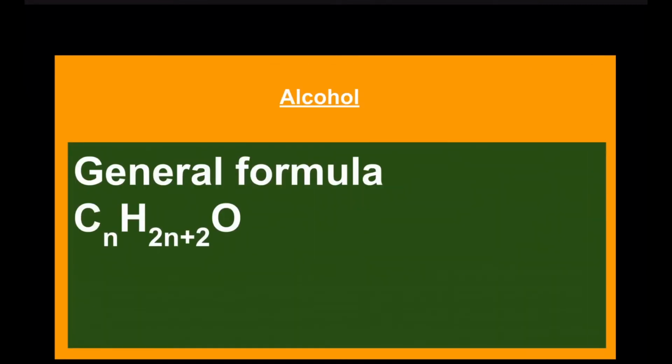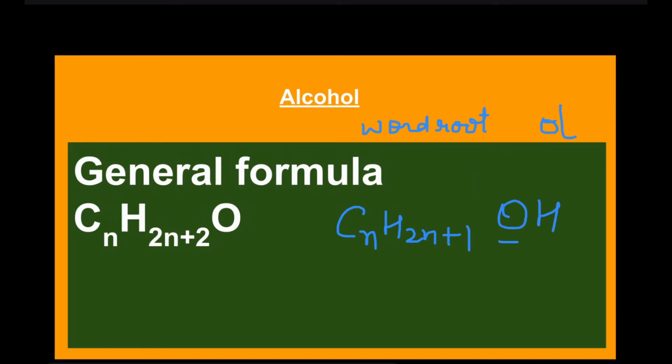Now comes alcohol. In case of alcohol, the word root is written and the suffix is ol. Right. The general formula is CnH2n+2O. You can also write the general formula in this way: CnH2n+1OH. Because if you want to show the functional group in your formula, then you can write it separately also, OH.